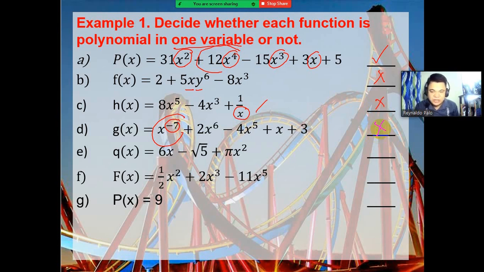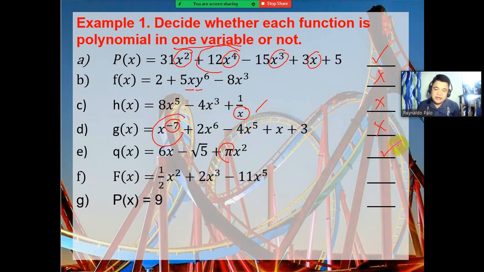Now let's have letter E. Q of x equals 6x minus square root of 5 plus pi x squared. In this case, in the previous slides, I have mentioned that we do not care if the coefficients are radicals, fractions, decimals, for as long as they have a definite value and they are real numbers, there's no problem with that. In this case, teacher, how about pi? Pi is a real number as well because it has a definite value of 3.14. So therefore this is still a polynomial function.